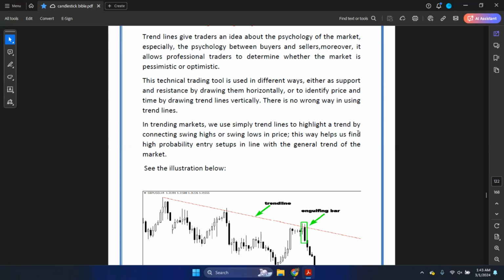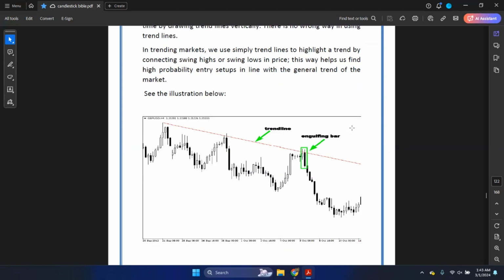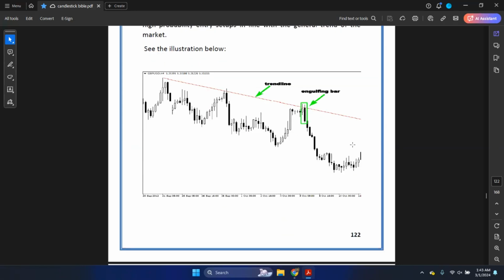In trending markets, we simply use trend lines to highlight a trend by connecting swing highs and swing lows in price. This way helps us find high probability entry setups in line with the general trend of the market. See the illustration below. Okay, trend line and engulfing bar. We're just talking about the engulfing bar and how to trade trend lines.